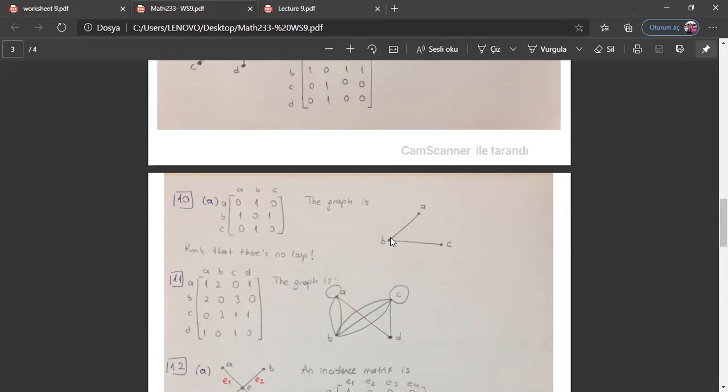Okay, so we read this matrix to get the number of the edges between the vertices. So for example, between C and B, we have only one edge, and there is no edge between A and C, right here. So the graph should be like this.